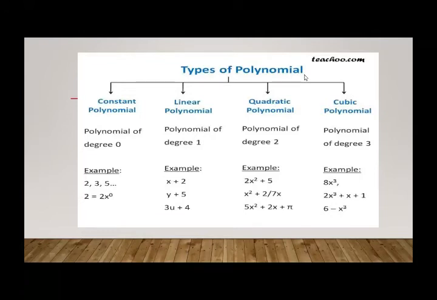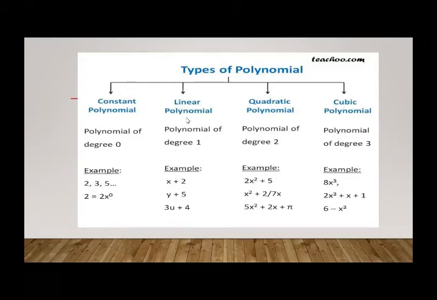Again, we see what are the types of polynomial according to degree. The first one is constant polynomial, a polynomial of degree 0. The examples are 2, 3, 5, or 2 is equal to 2x naught. We know the value of x naught is 1. If we replace that, we will get the answer 2.